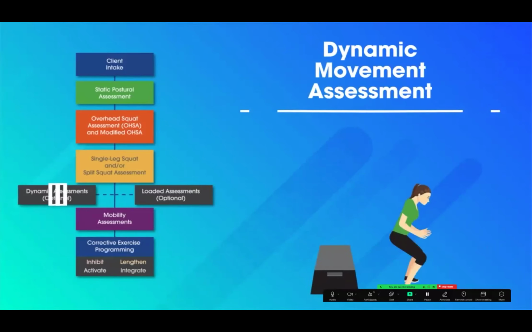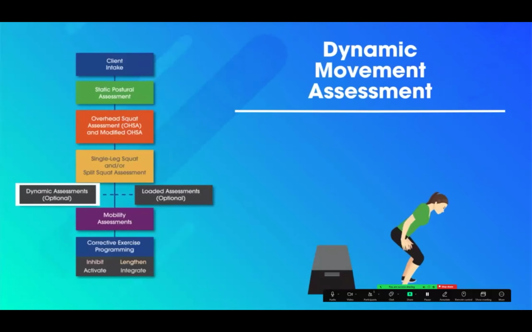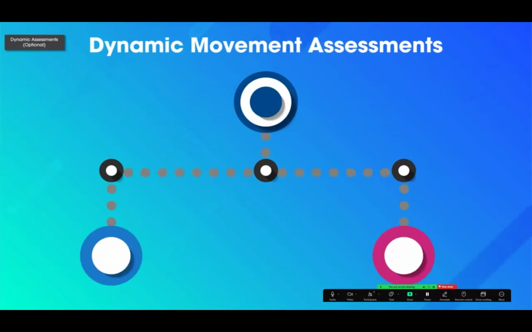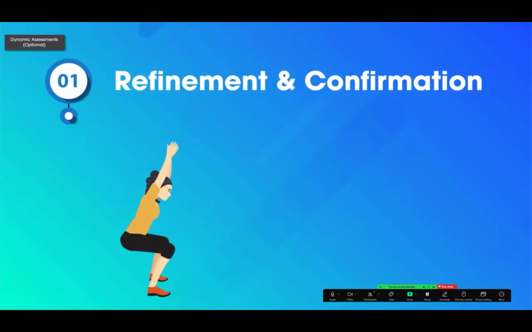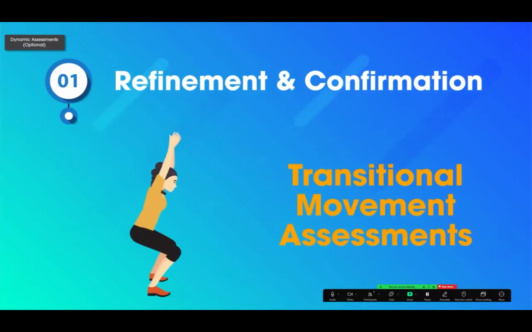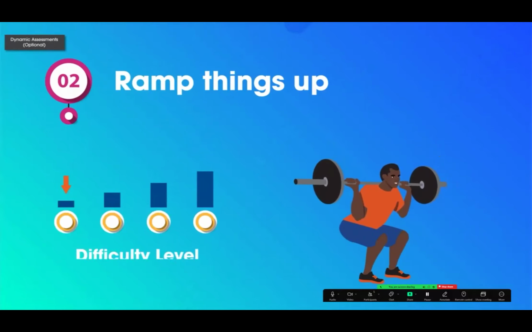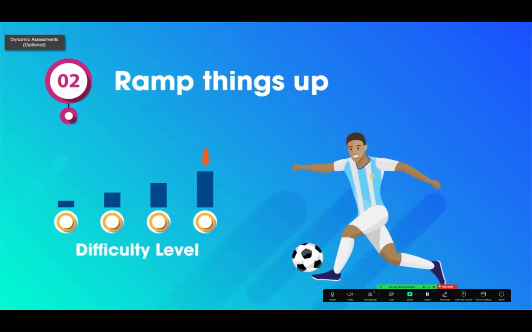The optional and more advanced dynamic movement assessments involve movement with a change in the base of support, things like walking and jumping. Dynamic assessments can be used in two ways. The first is as a method of refinement and confirmation for what you saw in the transitional assessments. Another use is to ramp things up for more advanced clients that are finding things like overhead squats too easy or that have sports performance-related goals.